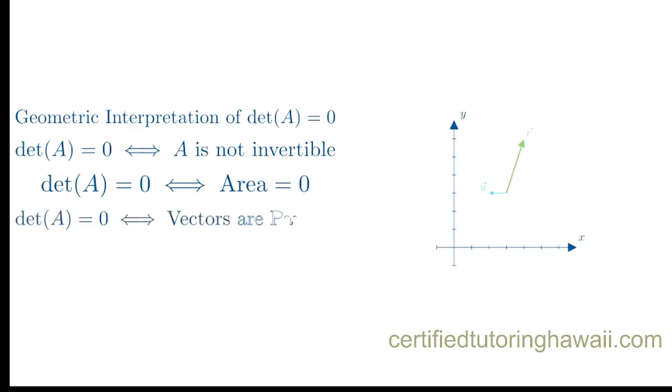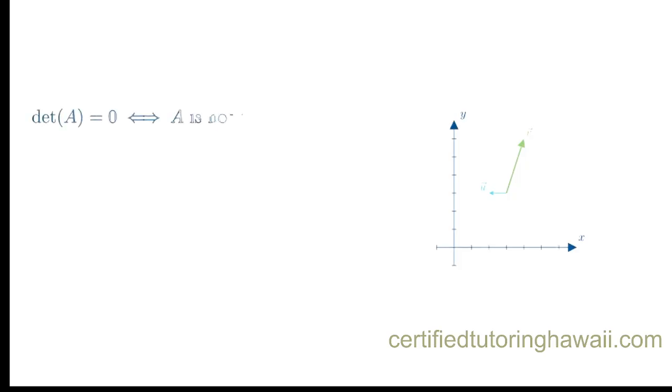If the vectors U and V are parallel, one is a scalar multiple of the other. The parallelogram collapses into a line and its area is 0. So, we can say that a matrix is not invertible if and only if its column vectors are parallel. This gives us a wonderful connection between algebra, geometry, and matrix properties. The determinant of 0 tells us 3 things. The matrix has no inverse, the parallelogram formed by its columns has no area, and its columns are parallel vectors.